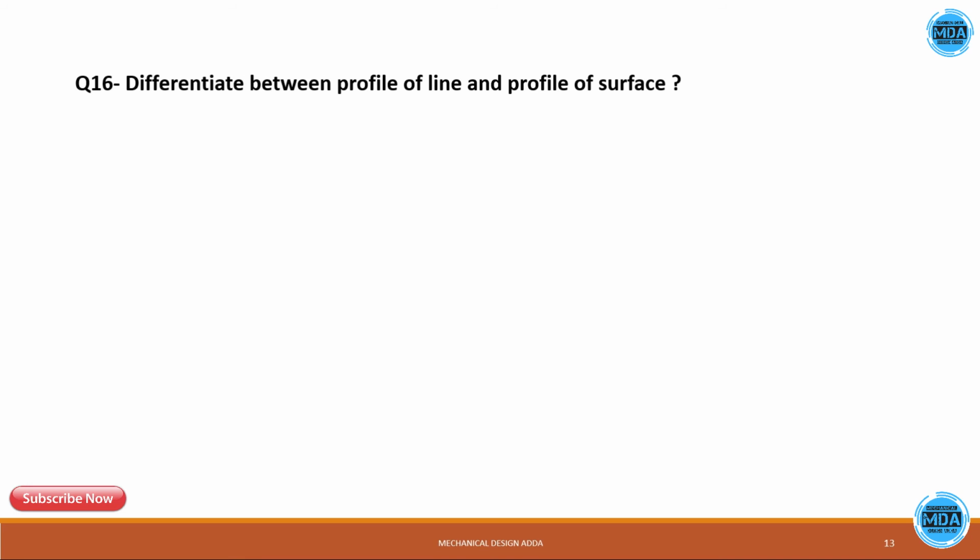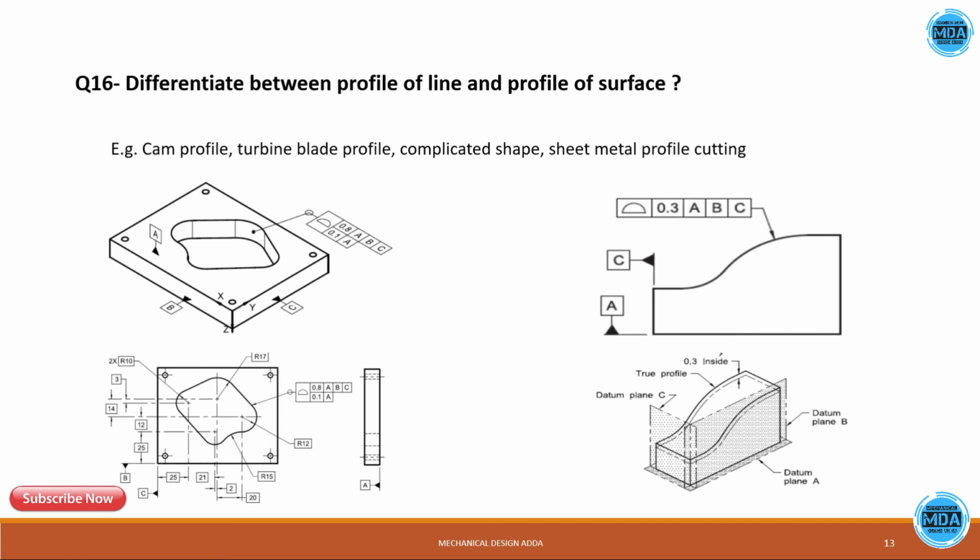So what is the difference between profile of a line and profile of a surface? As we know, profile of a line is a sectional measurement, that is a line measurement, and profile of a surface is a complete surface measurement. The profile tolerance is very important for complicated profiles like a cam profile, turbine blade profiles, complicated shapes, and sheet metal cutting profiles. For those also we apply the profile tolerance.